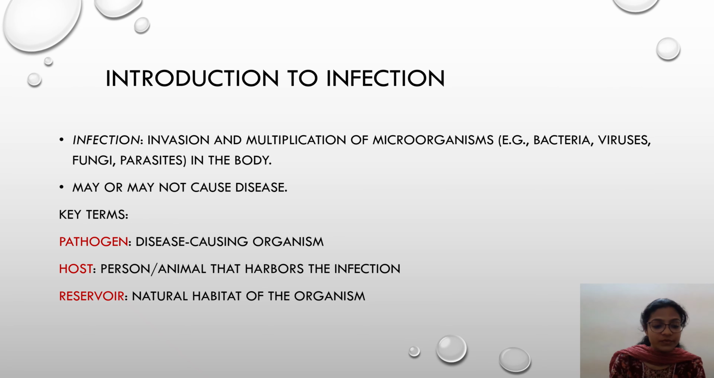The first one is pathogen. It refers to the disease-causing organism. The disease-causing organism is known as the pathogen, and the host is the person or animal that harbors the infection, transmitting infection. And the next one is reservoir. It is a natural habitat where the microorganisms live and multiply, such as soil, water, animals, and also human beings.